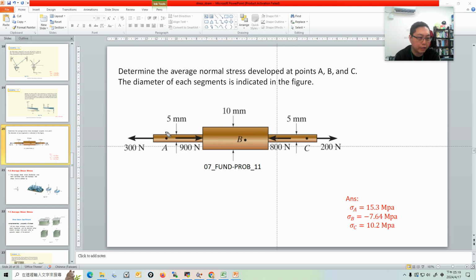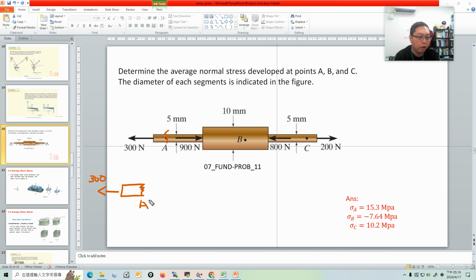First I cut a section here, section A, and we will calculate from the left. If you calculate from the left, that means you can ignore everything from the right. I don't care about anything on the right, I only care about the left. The left only has 300 Newton here.